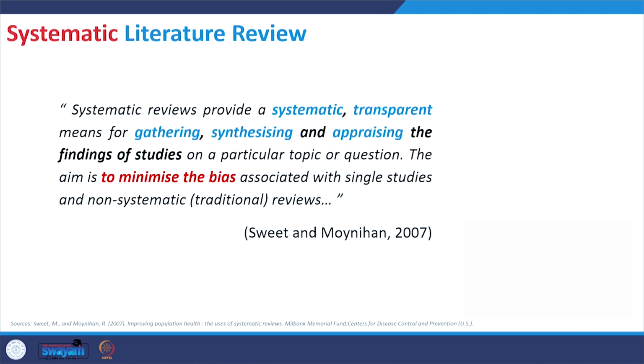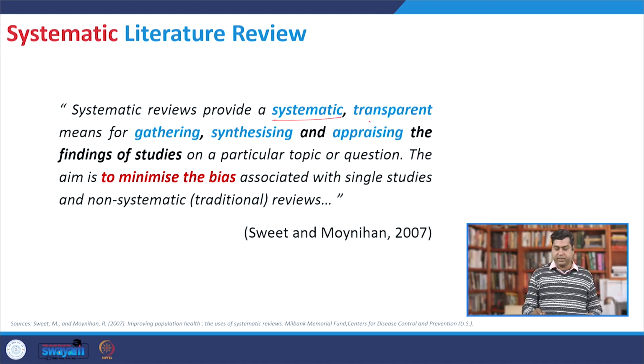So what is systematic literature review? Systematic review provides a systematic, transparent means of gathering, synthesizing and appraising the findings of studies which have already been done on a particular topic. So definitely, it is something where you have to filter down the number of literature items on which you do this kind of review.